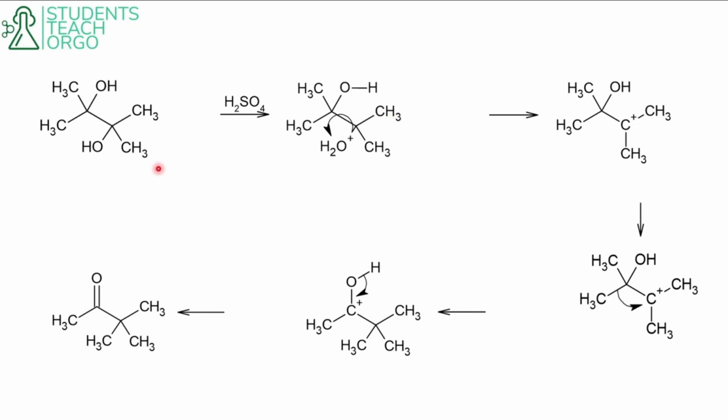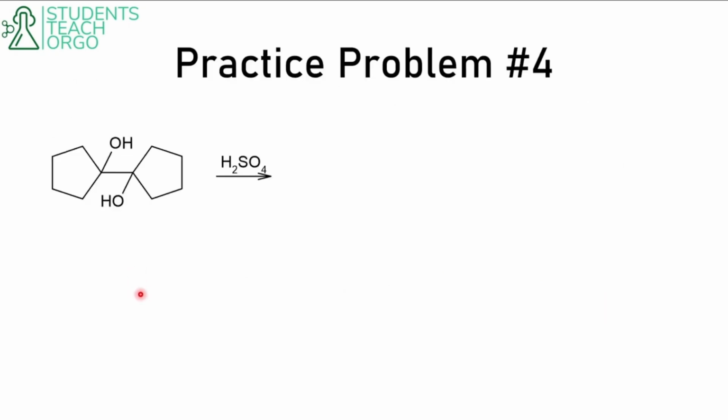So just to recap, protonate the alcohol. Alcohol comes off as a leaving group. Carbocation or hydride shifts if possible. Remaining alcohol is deprotonated to form an aldehyde or ketone. Okay, let's do some practice.